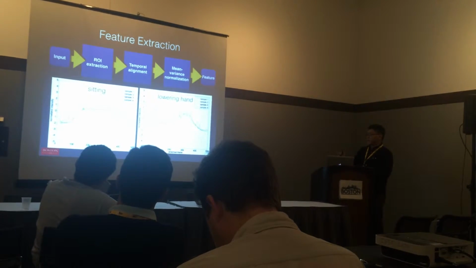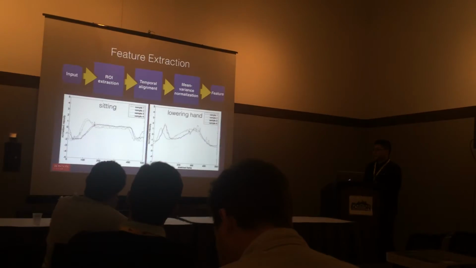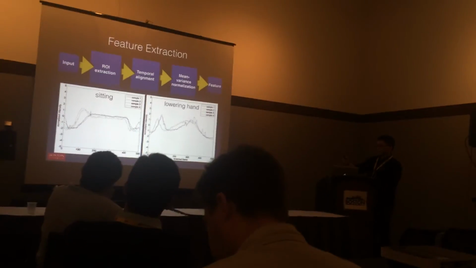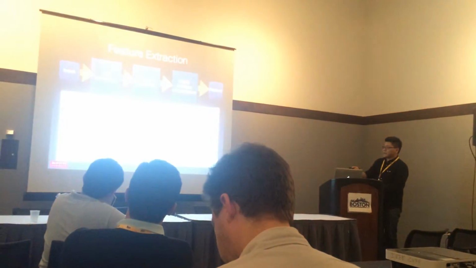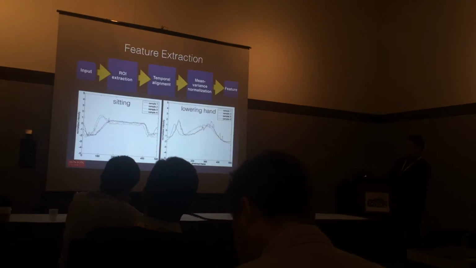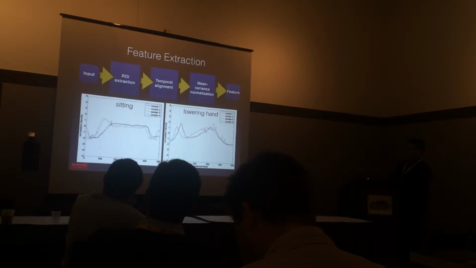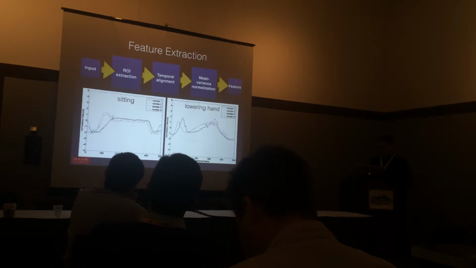Here are 2 example features we extract from single pixel scenarios. We include 2 actions here: one is sitting, one is lowering hand. In each plot, we have 4 samples. As you can see, the shape or the dynamics of the same actions are similar. So this gives us hope for the later classification.